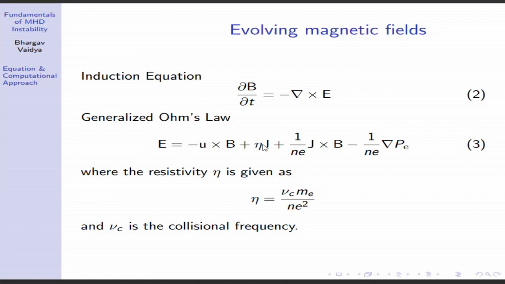You have a term corresponding to magnetic resistivity. You have a term corresponding to Hall effect. You have a term corresponding to the gradient of electron pressure, which happens at very small scales, like skin depth scales. So if you are solving a problem at plasma scales, which you will see in the next class, the big class, then all these things become important.